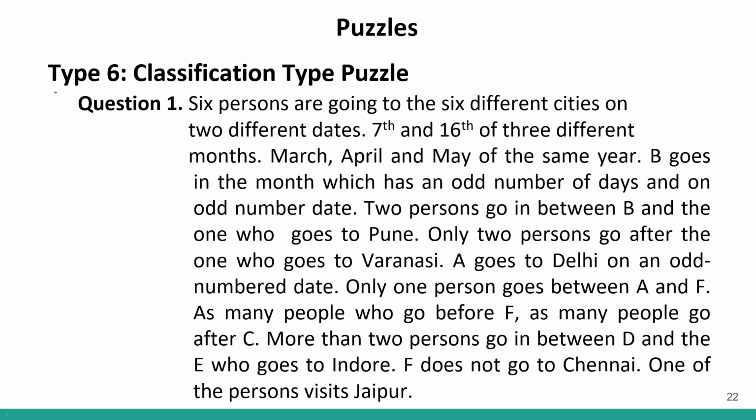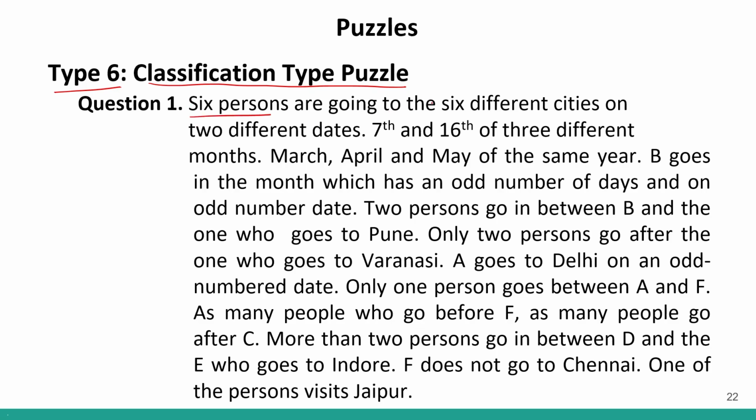Then we have type 6, which is classification type puzzle. Classification type puzzle means we can have one attribute, two attributes, three attributes. Based on that, we have to solve the question. So let us look at this data. Based on this data, we might have 2 or 3 questions. So let us solve this data.